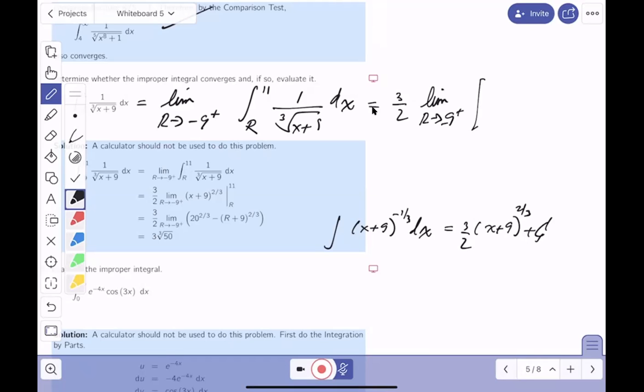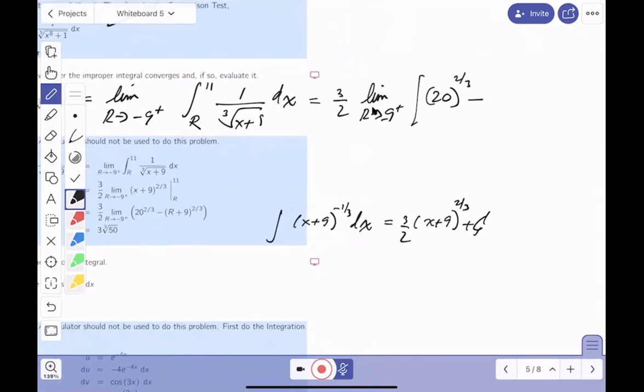It's going to be 11 plus 9 is 20 to the 2/3, minus, and now I'm going to do that r. And what's that going to be? R plus 9 to the 2/3. Can I do that limit? I sure can. And what's it going to be? 3/2. And you're going to get what? Times 20 to the 2/3.